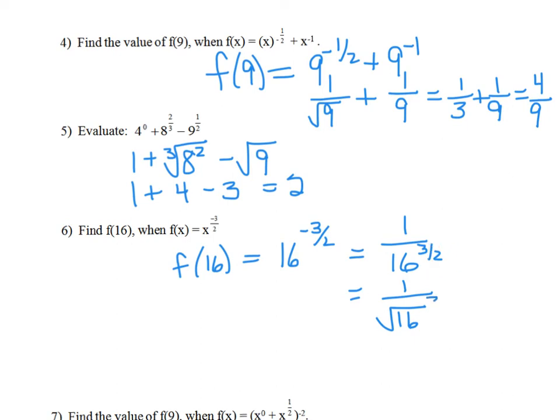But then I'm going to raise that answer to the 3rd power. So the square root of 16 is 4. 4 to the 3rd is 64. So I get 1 over 64. The input was 16. The output, 1 over 64.